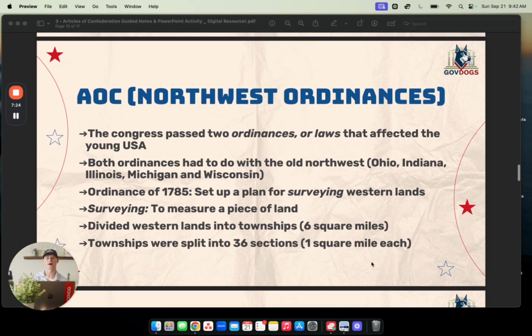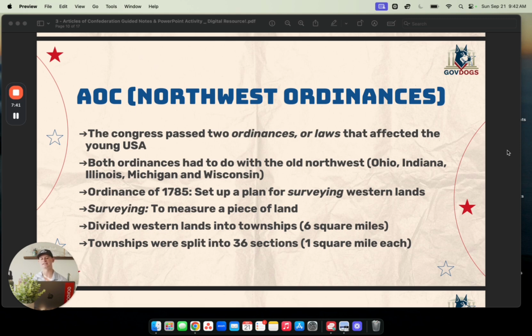So here is one of the successes of the Articles of Confederation. Congress passed two ordinances. Another word for ordinance is a law, and these affected the young United States. Both had to do with the old Northwest. We're talking about Ohio, Indiana, Illinois, etc.